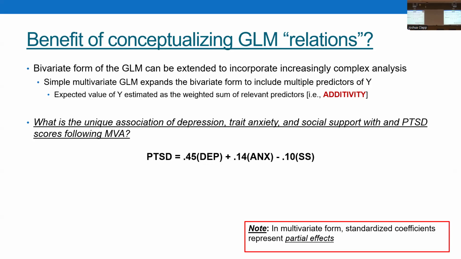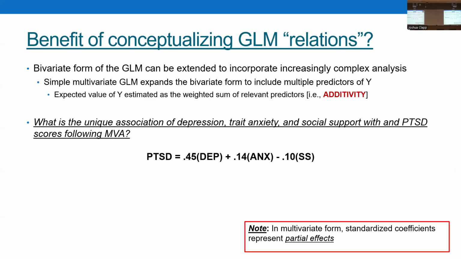Thing to remember, in our multivariate analyses, these coefficients, I don't know if these are standardized or not. These might be standardized coefficients, probably they are. These are representing partial effects. Okay. Thinking back to last semester, when were we talking about partial effects?